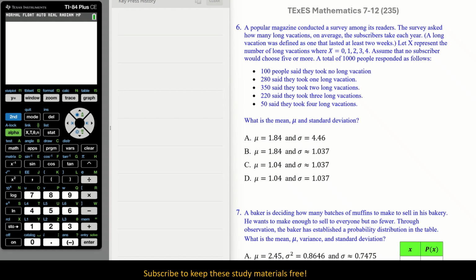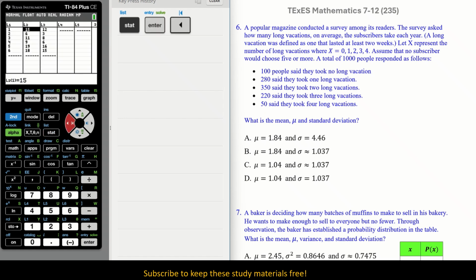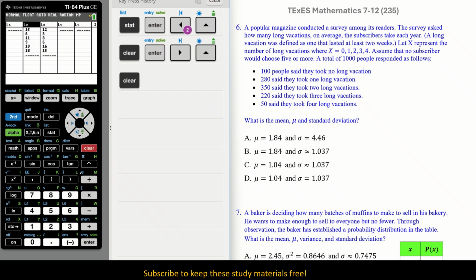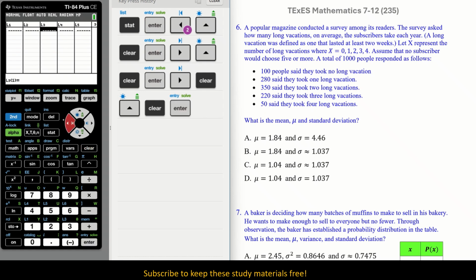responded as follows. Okay, so what we need to do is go ahead. Before we enter anything, the question is, what is the mean and standard deviation? Okay, so we need to push stat. Number 1's what we want, and long vacations. Before we can enter, let's clear out each of our lists here. And actually, I'm going to clear them all out to eliminate some confusion. All right, clear, enter. Notice I'm using clear, not delete. And if you've watched other videos with me, I keep reminding you of that. Other calculators use delete to clear the list.